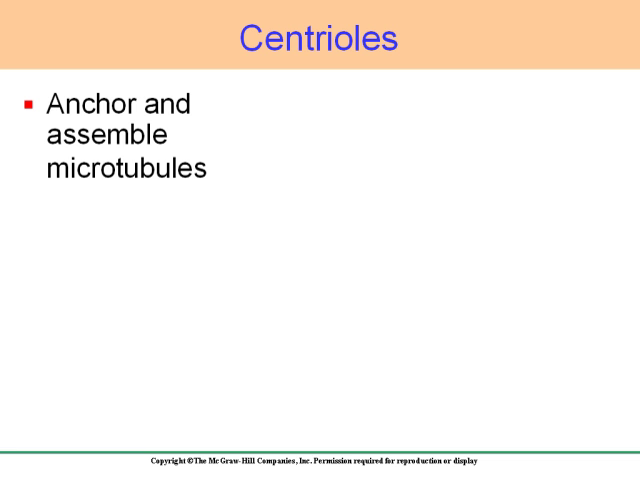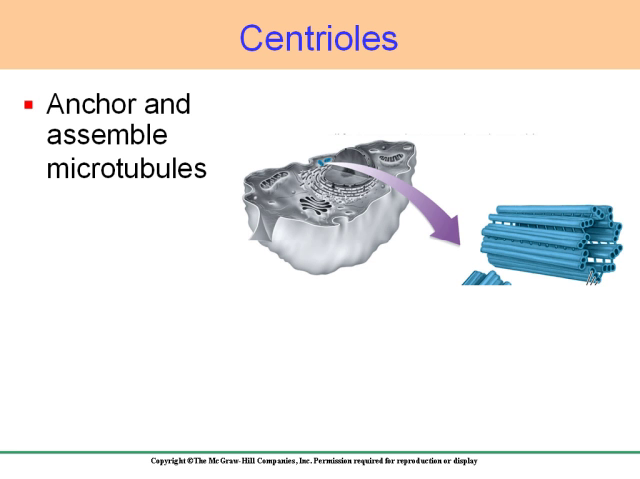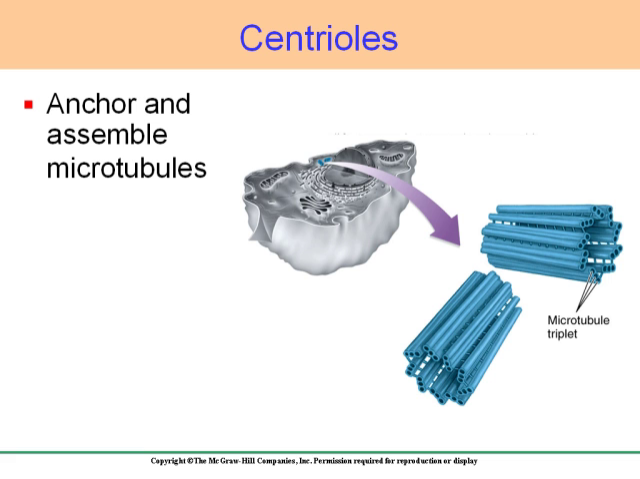Centrioles, remember, are going to be important structures in animal cells, and they're going to be responsible for anchoring and assembling microtubules. What we have here, for instance, is a typical animal cell, and within that cell you're going to see centrioles. These centrioles are going to be made up of something called microtubule triplets. You can see 3 microtubules grouped together as a triplet, and the centriole itself is made up of several of them.